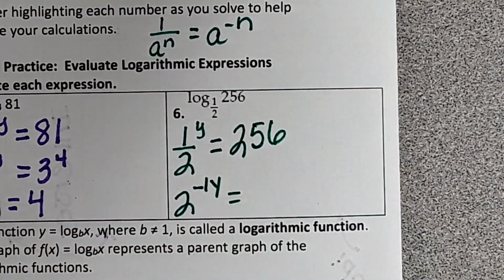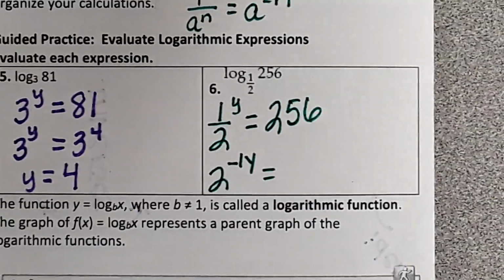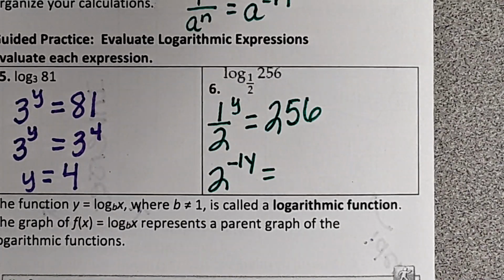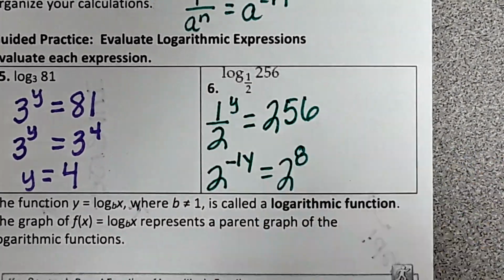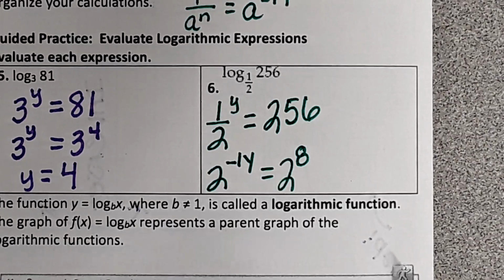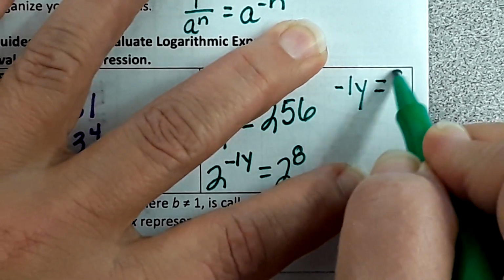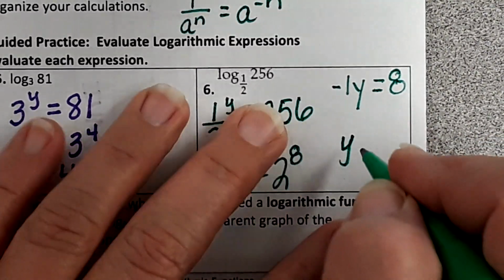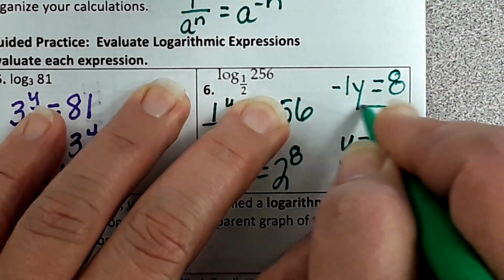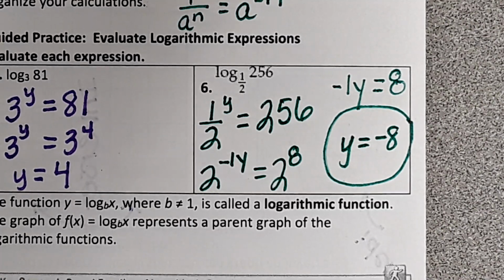And is there another way to write 256? What did you say? To the what power? 8. So we can rewrite 256 as 2 to the 8th. Now, are the bases the same? So I have 2, 2. So I'm going to set it up as -1y equals 8. What does y really equal? y equals -8. Any questions over that so far? What kind of questions do you have?